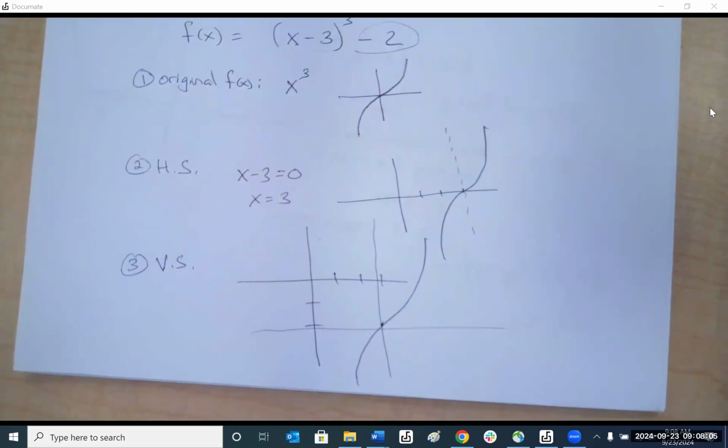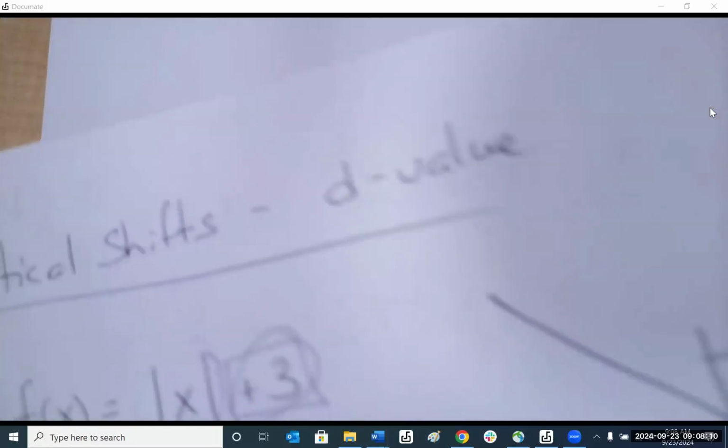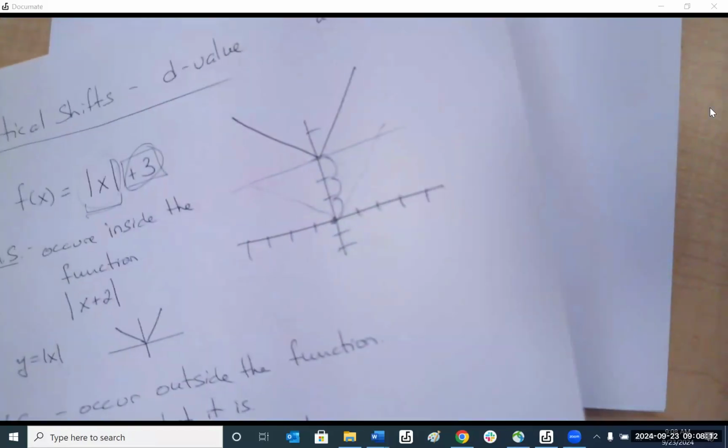So far, so good. The next transformation, you need it back up there? Are you okay? Okay, good. If I move the page away too fast, tell me.